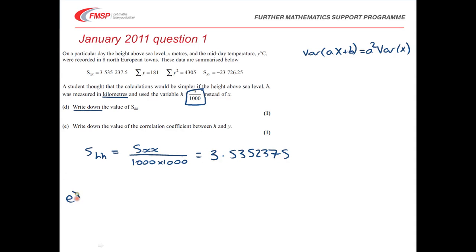However, for part E, the correlation coefficient is still minus 0.871, and that's because all you're fundamentally doing is changing the axes. The relationship between the points is still the same. So PMCC is what we say invariant under coding. Okay, so that's quite a tricky question actually.